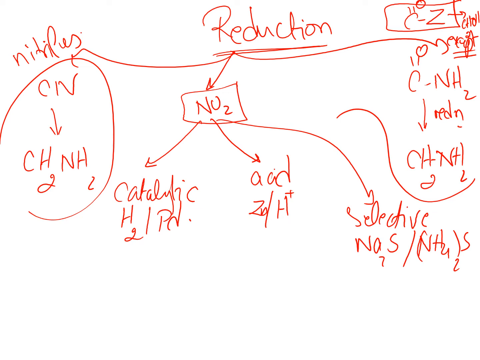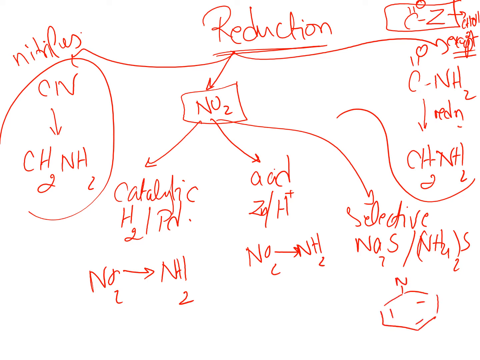In the case of catalytic reduction, you had a nitro group that you could convert into a primary amine, the same in the case of acid reduction. And finally, in the case of selective reduction, you had the same thing. You had a nitro group that you actually converted into a primary amine. How to choose which method to use? It depends on what is present on your side chain.